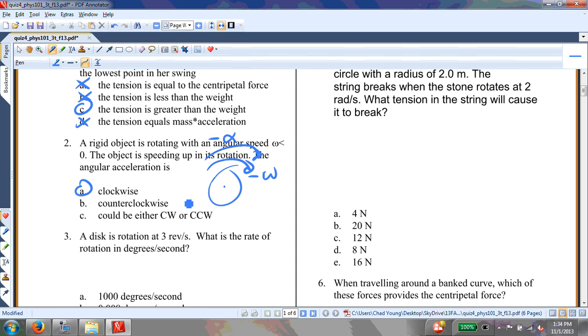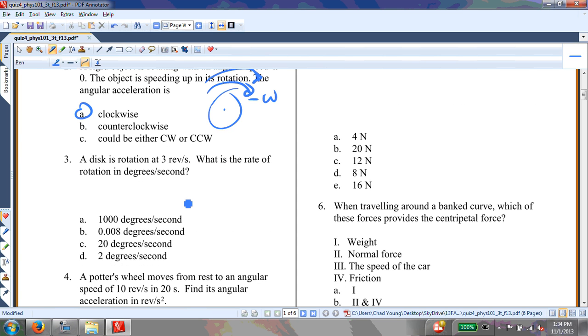Disk is rotating at 3 revolutions per second. What is it in degrees per second? So 3. Oh, excuse me, not 2 pi. We're looking for degrees here. And in 1 revolution, there are 360 degrees. So it's 3 times 360, which is 1,000, keeping 1 sig fig, 1,000 degrees per second.